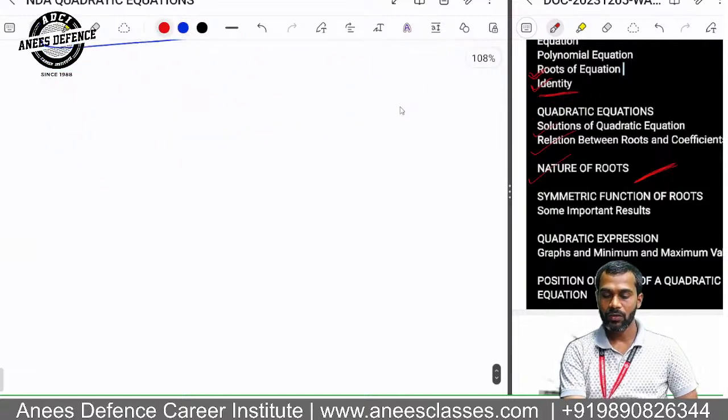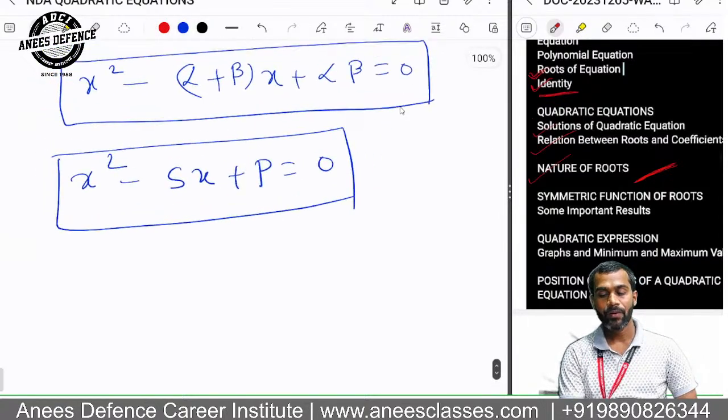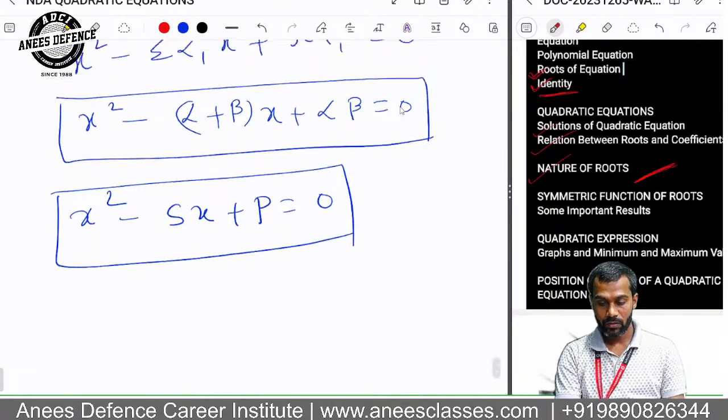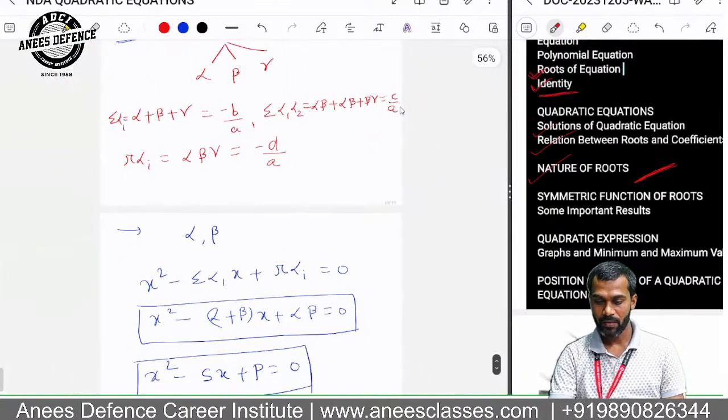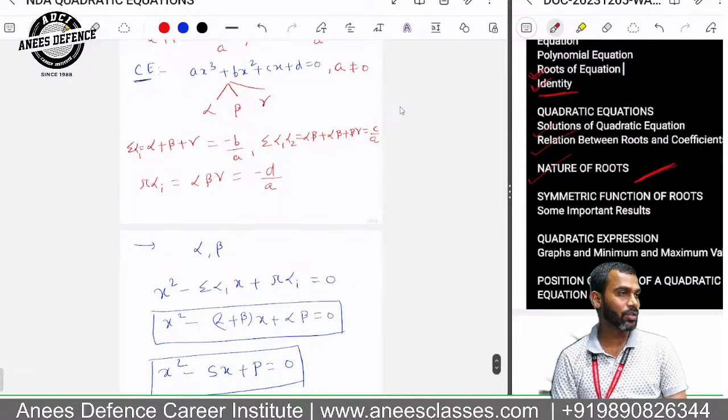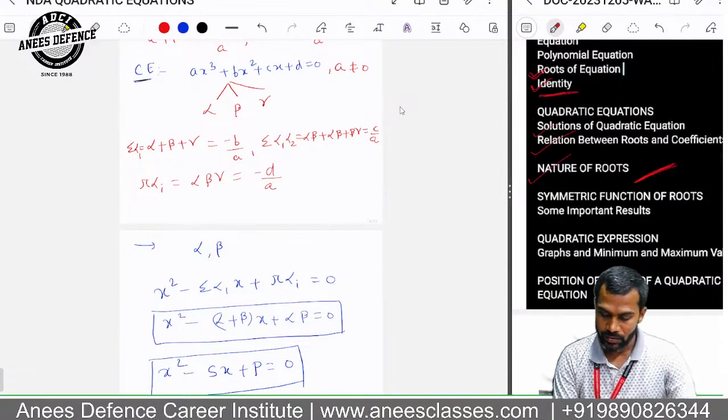Now, next, suppose there are three roots. Or one more thing you have to just remember. In terms of AM and GM, how can we write the equation? Yes or no? Sir, please scroll down a bit. C means cubic equation.